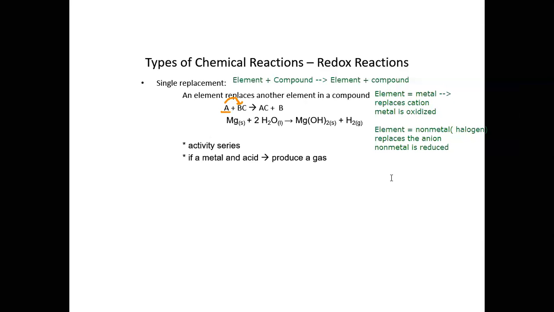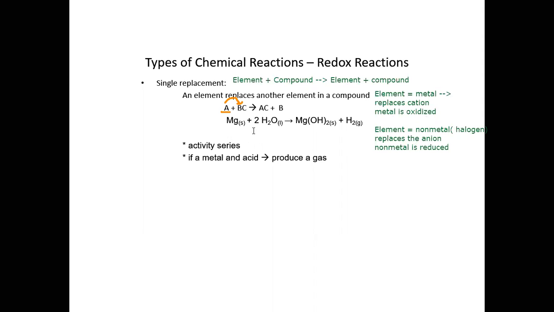And so if you know that the element is a metal, if the element is going to be oxidized, that means the element is the reducing agent. The compound has to be the oxidizing agent. Now, if your element is a non-metal, say a halogen, and we know that the non-metal is reduced, that means the element is an oxidizing agent, the compound is a reducing agent. So determining whether the element is a metal or non-metal will help you understand whether the element is going to be the oxidizing or reducing agent.